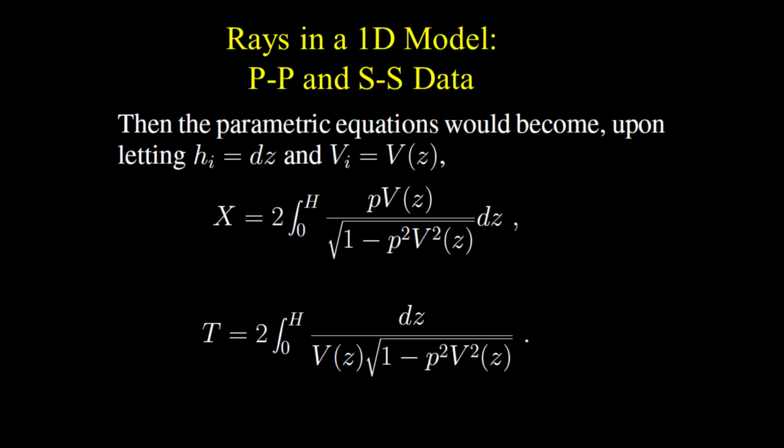Let's now consider the case of a continuously varying velocity with depth. The expressions in the previous slide will give us the correct result by using the fundamental law of integral calculus if we assume the number of interfaces goes to infinity and that layer thicknesses tend to 0. Then we have the parametric equations in the continuous forms.